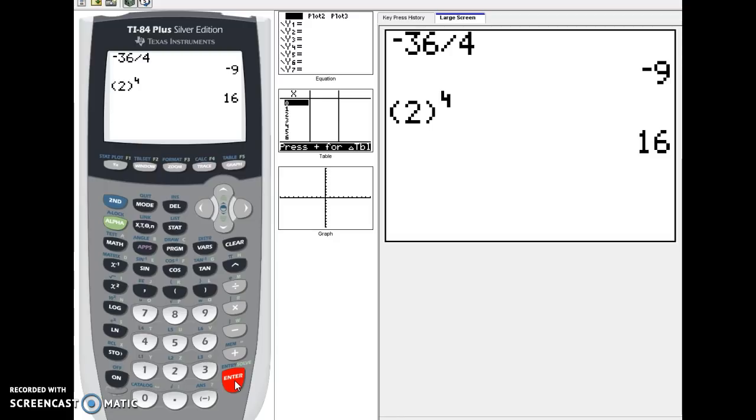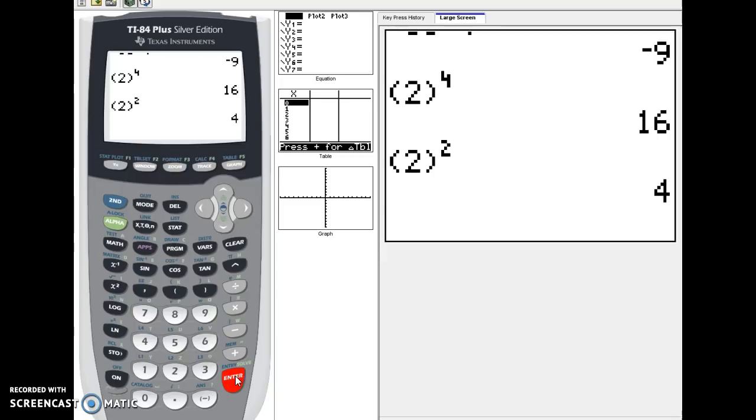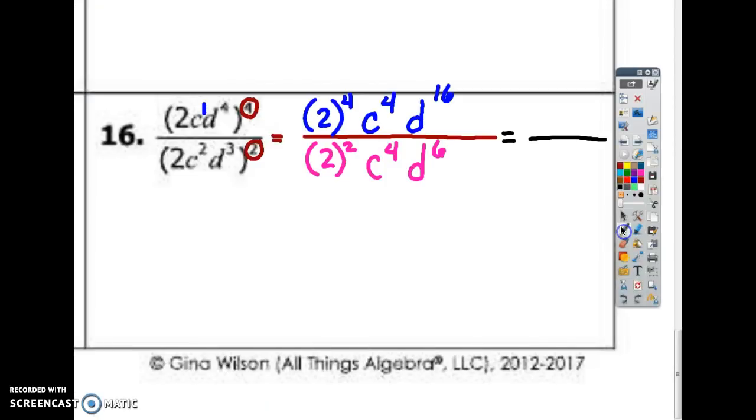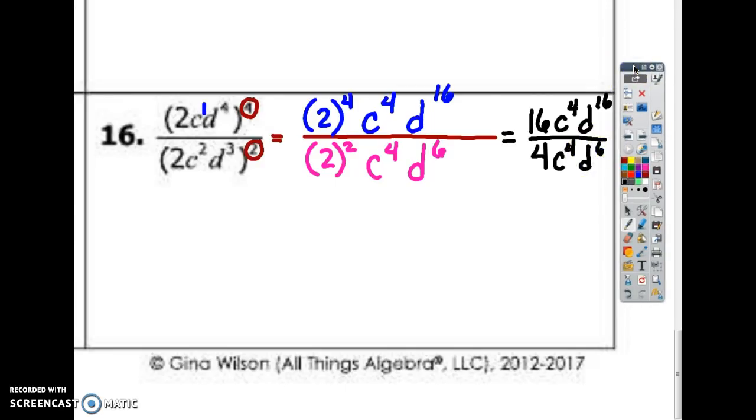16. And then we're going to do the same thing for the other one. Parentheses, 2, close parentheses, to the power of 2. Enter. So now I have the 16 on the top and the 4 at the bottom. I have C to the 4th power on top, D to the 16 power on top, C to the 4th power on bottom, D to the 6th power on bottom. So now it looks like the problem that we just finished doing.